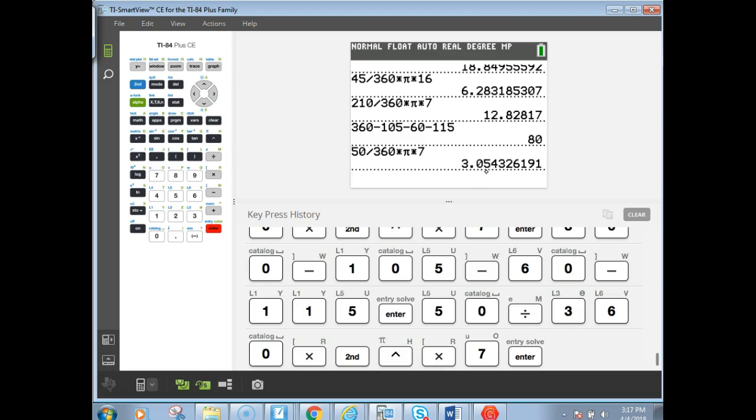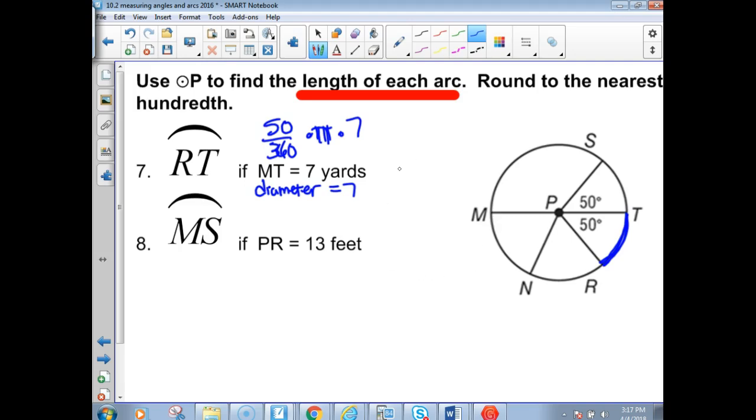Oh, it's only 3.05. That is not 3.5. I've had people rounding and all of a sudden putting a hundredths place into the tenths place. You can't do that. It's like saying $3.05 is the same as $3.50. It's not. Okay, 3.05, labeled yards.